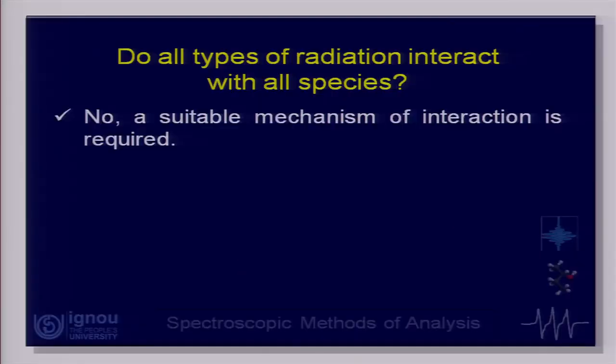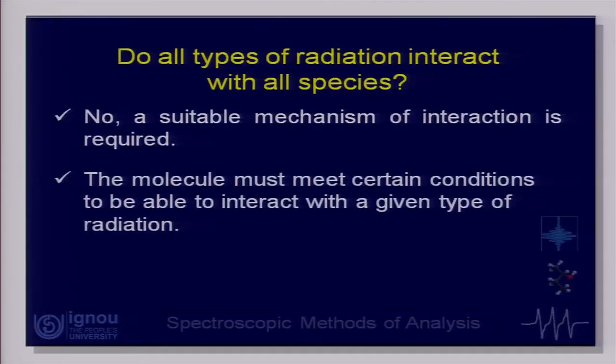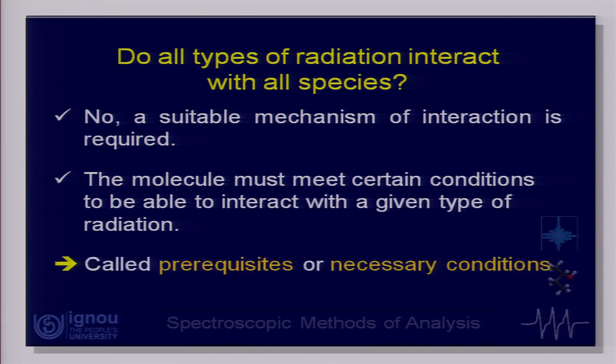That means we have to have some kind of mechanism for the interaction of radiation and matter to take place. In absence of that, the two will not interact and we will not be able to get the so-called information from there. Those preconditions are called prerequisites, and that is very, very important. For the molecule and the radiation to interact, certain conditions have to be met, and they are called prerequisites or the necessary conditions for the interaction to take place.